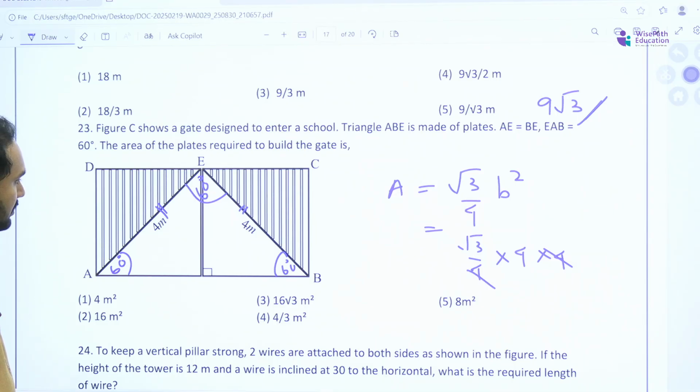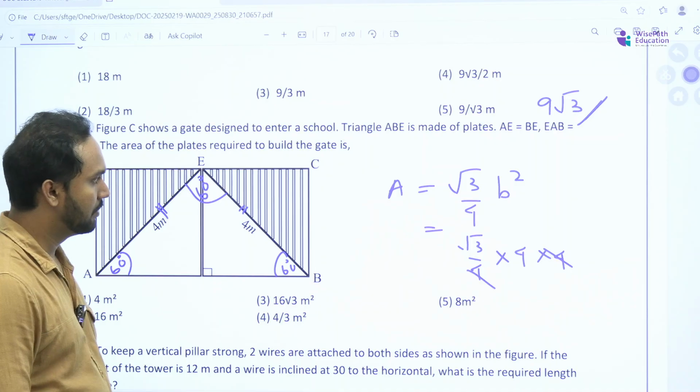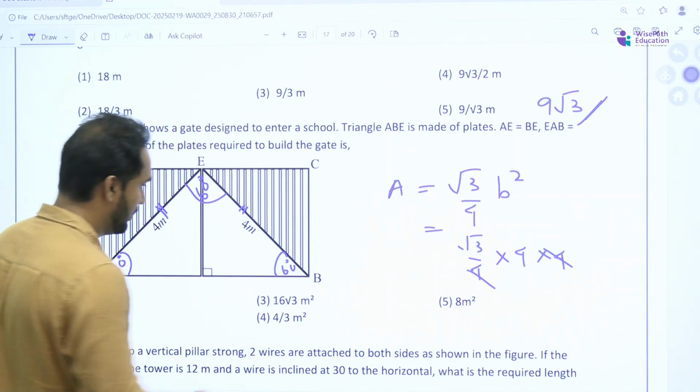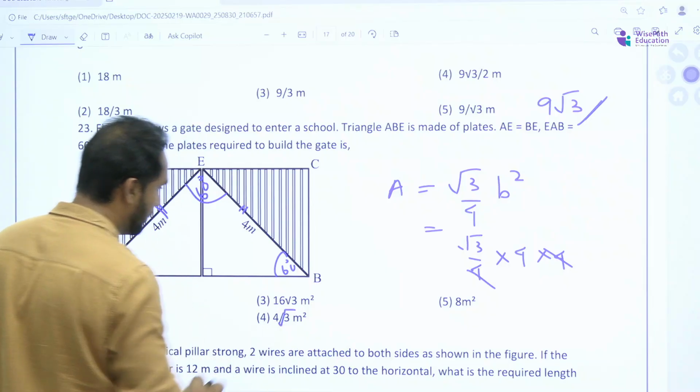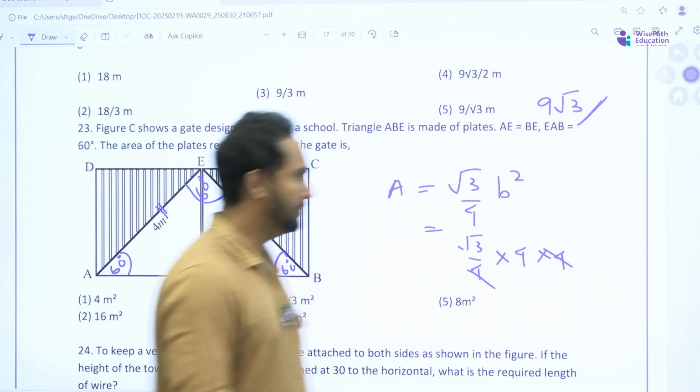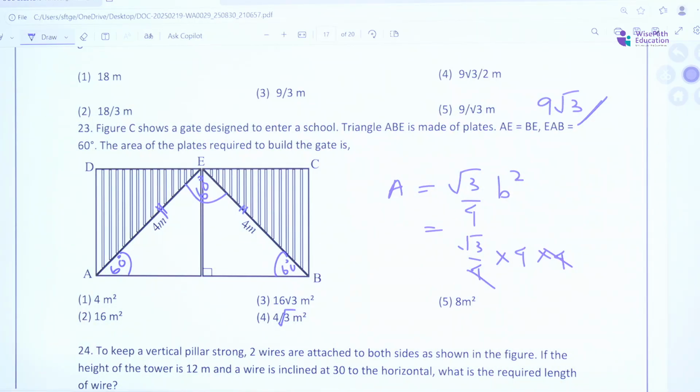Half into base into height, that is 4. Yeah, so the answer should be 4 root 3. This answer should be corrected as 4 root 3, right? Answer should be 4 root 3, right? Take a simple note quickly. Answer is 4 root 3.